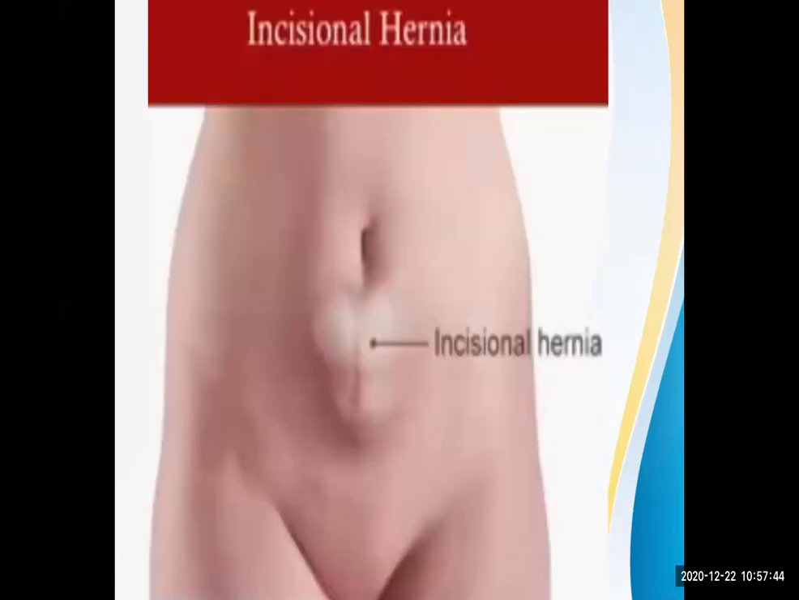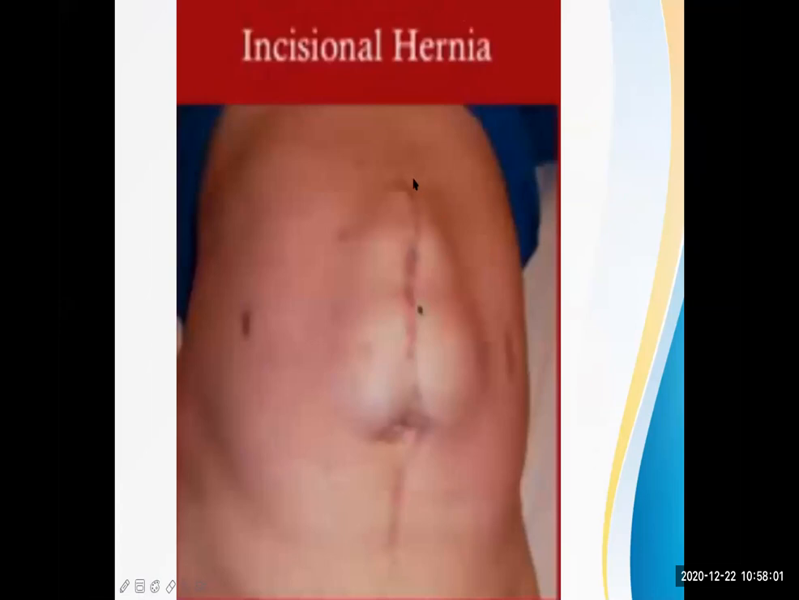Now let's see some of the pictures here. See there, this is incisional hernia. This is the incision. You can see right here, this incision is given, and through this incision, the herniation has occurred. This is a well-healed incision. See this? This is another example of incisional hernia. See here, there is a big incision. You can see right there.